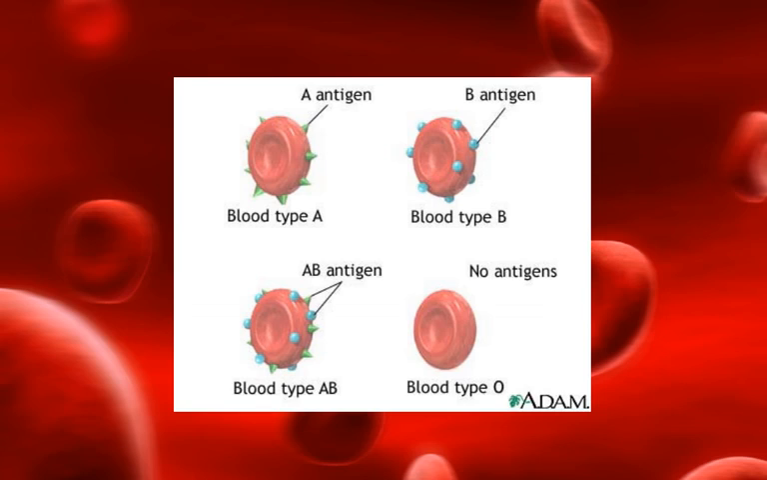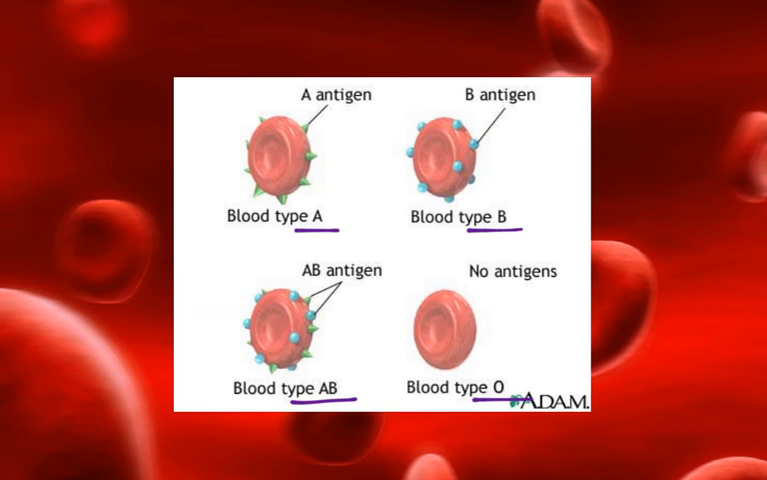Here's a diagram of red blood cells, and it has the four common types of blood that humans have. You can have type A blood, there's type B, there's type AB, and type O, and we'll talk about what the genetics of those mean.